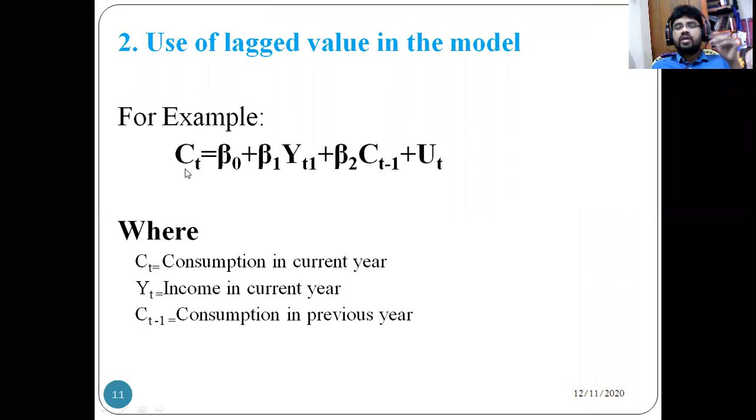If you take today's consumption, it depends on yesterday's, or this month's consumption depends on last month's consumption. This is because of habits. For example, if you eat chicken biryani this month, you may eat it next month also. Nothing but the next month's expenditure depends on the last month's expenditure. So we can get a multicollinearity problem when we are using the lagged value in the model.